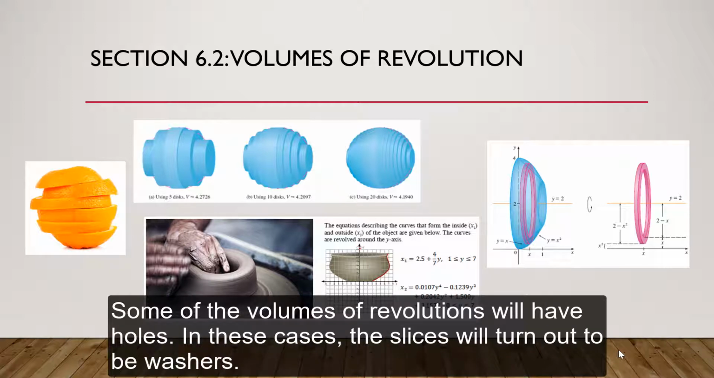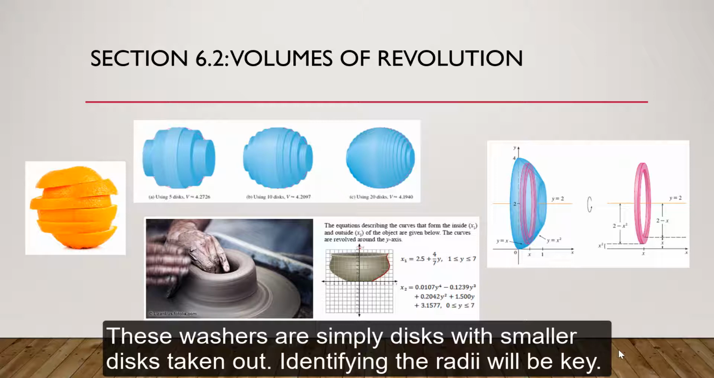Some of the volumes of revolutions will have holes. In these cases, the slices will turn out to be washers. These washers are simply disks with smaller disks taken out. Identifying the radii will be key.